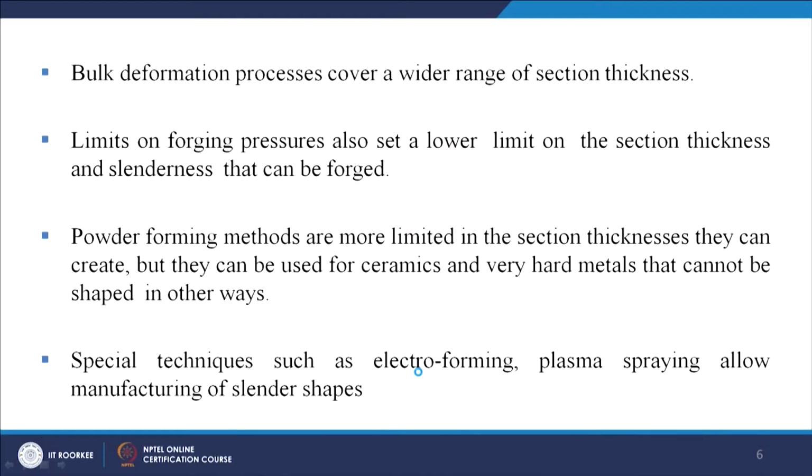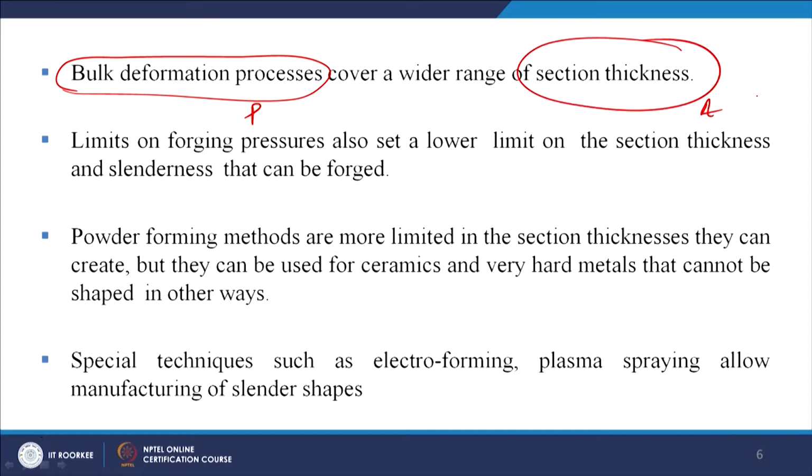Bulk deformation processes cover a wide range of section thickness. So here bulk deformation is the process, and what is our attribute? That is the section thickness. So we have to see the relationship between the process and the attribute. So bulk deformation processes cover a wide range of section thickness. Another process is forging: limits on forging pressures also set a lower limit on the section thickness and slenderness that can be forged. So the forging pressure acts as a limiting factor.